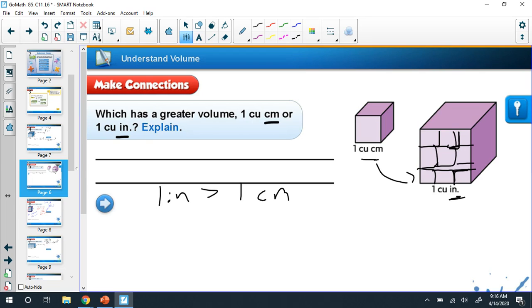And if you don't really remember that, then you can take a look back at our lesson 11.5 video, and I'll try to add a link to it here so that you can watch that part again if you don't remember it. So the key here, though, is that centimeters are smaller than inches, so cubic centimeters are smaller than cubic inches, and cubic inches are greater than cubic centimeters.